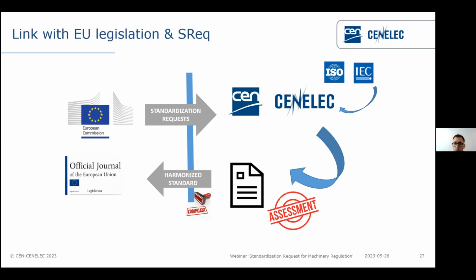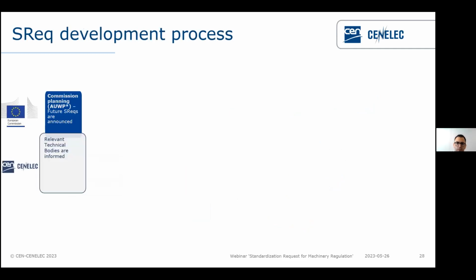If the standards are compliant from the Commission point of view, then the standards are cited in the official journal, and then those harmonized standards provide presumption of conformity to the requirements of the EU legislation. So now we start with the different steps for the development of a standardization request. Each blue block that you will see here on the slide means that there are activities or tasks for the European Commission. The blocks below in gray mean that there are tasks for CEN and CENELEC.